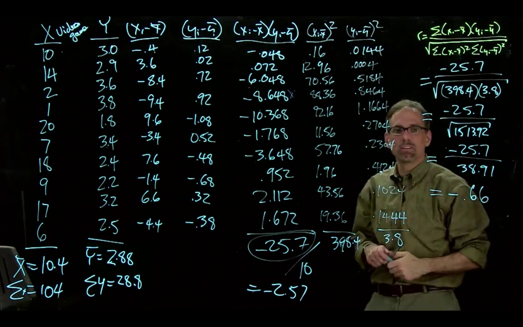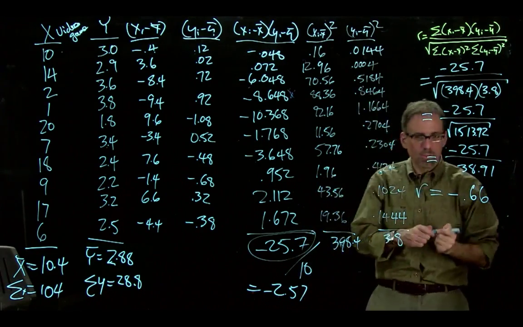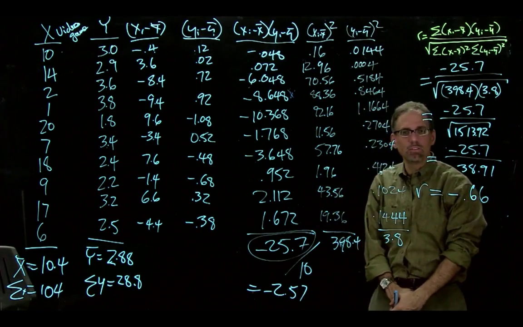Negative 0.66. That's my r. I just calculated my first Pearson product moment correlation. Yay!